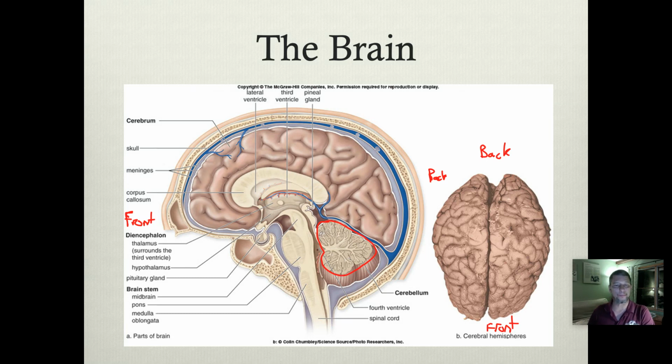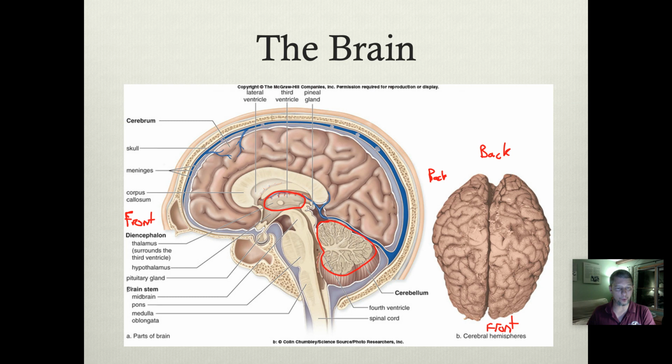But here's the cerebellum, and then the other portion that we talked about was the thalamus, and that's this portion of the brain right here. And you can see that they're close together, and they do communicate quite frequently through the interneurons in there. So that's the cerebellum and the thalamus.